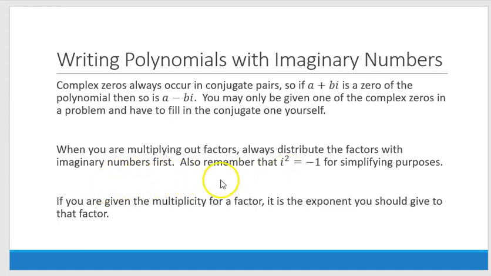If you are given the multiplicity for a factor on any of the solutions, that's just the exponent you put on the factor. So if they say 2 is a 0, then you would write x minus 2. And then if they say the multiplicity is 3, then you just put to the third power on that factor instead.